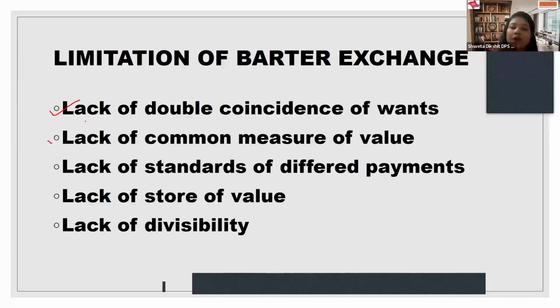Secondly, lack of common measure of value. Today we have a measure of value. We measure everything with some units, and those units are further measured with the help of currencies. For example, 1 liter of petrol is 95 rupees per liter. That means the value of a liter of petrol is easily measured with 95 rupees.